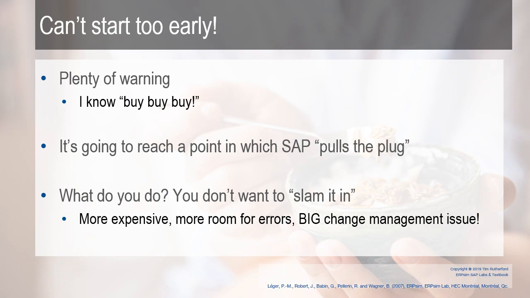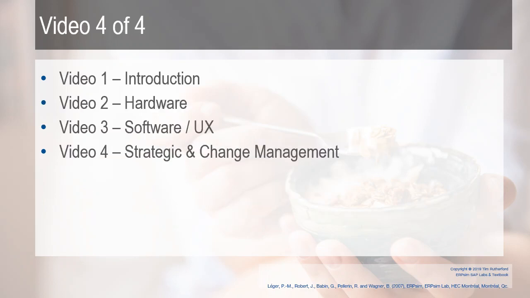So, can't start too early. Plenty of warning. And I know the warning has been things like buy this, buy this, buy this. It's going to reach a point where SAP is going to pull the plug on ECC, which doesn't mean it stops working, but you don't have the support anymore. And what do you do? Again, you don't want to slam it in. It's more expensive to slam it in. There's more room for errors, rushing it through, and it becomes a big change management issue versus a gradual change management issue.